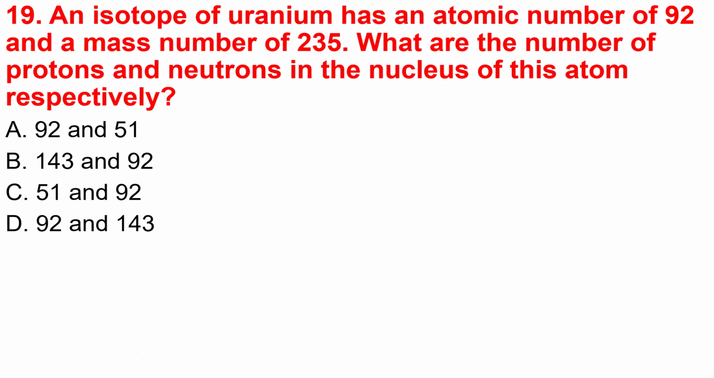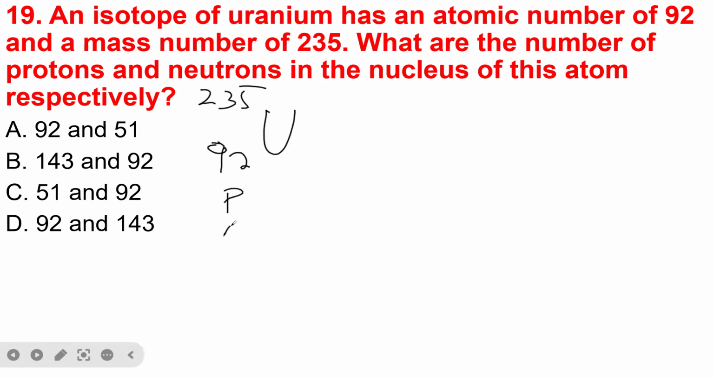Question 19 says, an isotope of uranium has an atomic number of 92 and a mass number of 235. What are the number of protons and neutrons in the nucleus of this atom respectively? First, let's draw the element itself. Uranium is like this, the mass number is 235 and the atomic number is 92. We should calculate the number of protons and neutrons.